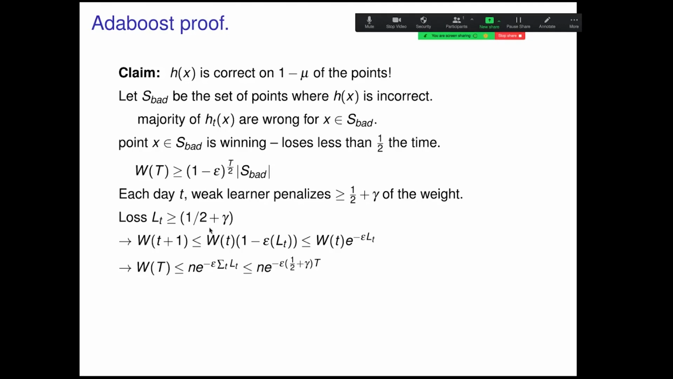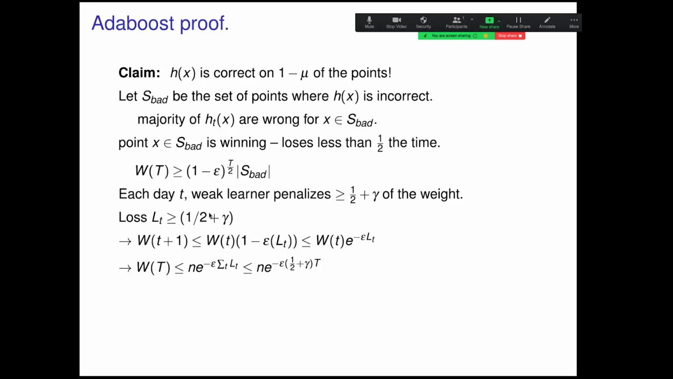And now the sum of the losses over all time, right, these L_t's, is 1/2 minus gamma. So you get this expression. I'm just plugging in, and I'm multiplying by capital T because there are capital T iterations. Okay? Again, just to get organized, we're saying the weight is going down fast. Okay, so this is going down exponentially.